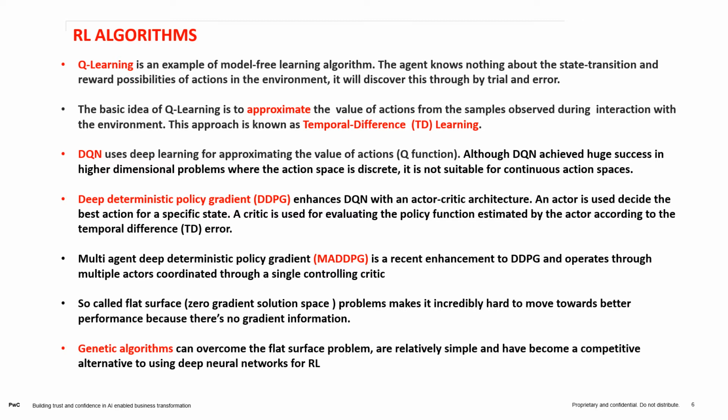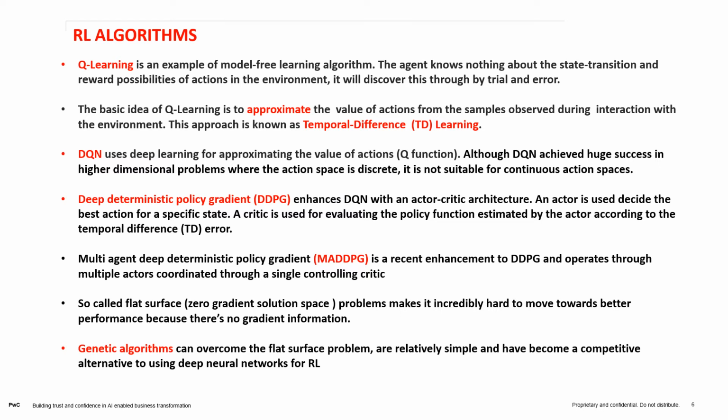DQN has been very successful in that environment. However, it's not so suitable for continuous action spaces. So DDPG, or Deep Deterministic Policy Gradient, has been an enhancement on DQN for continuous action spaces, which you typically find in business, and also like the portfolio investment problem, which we'll talk about later.